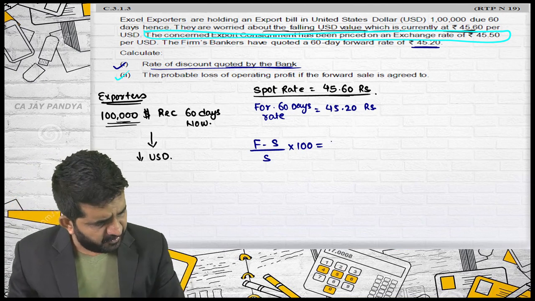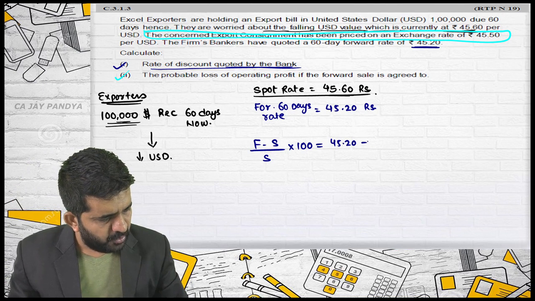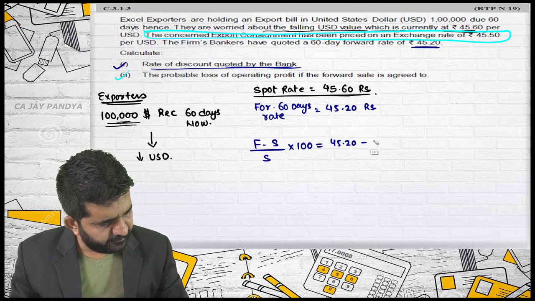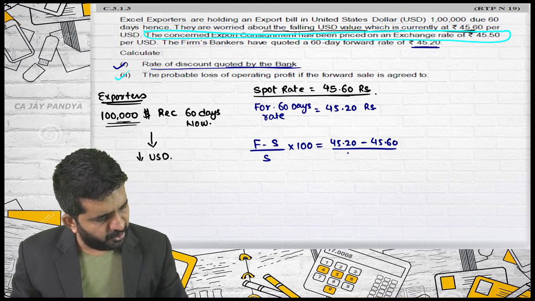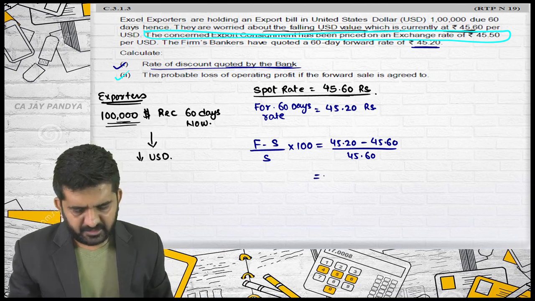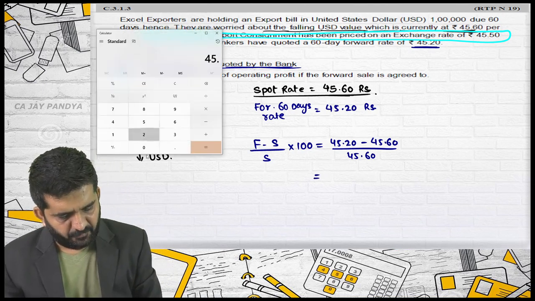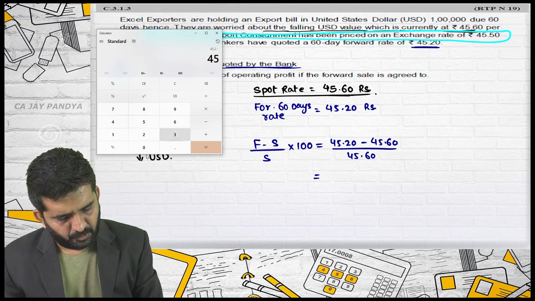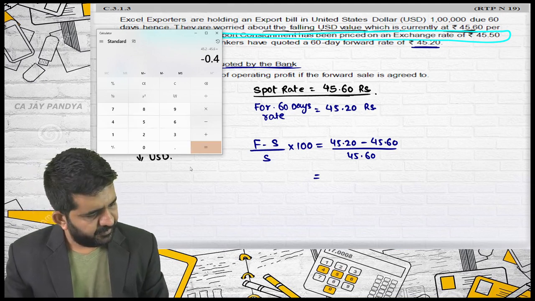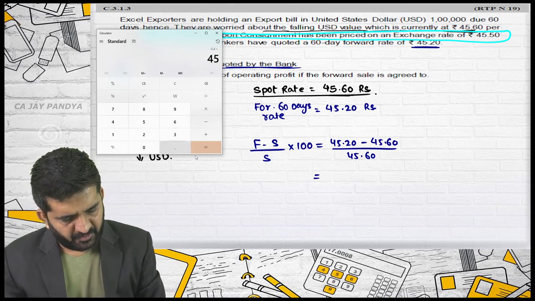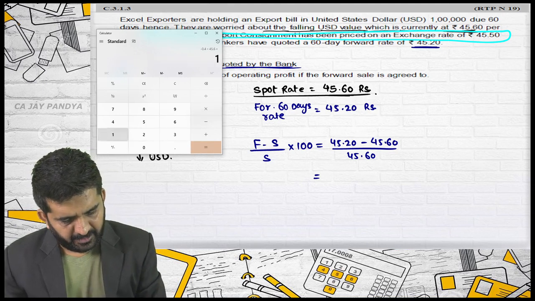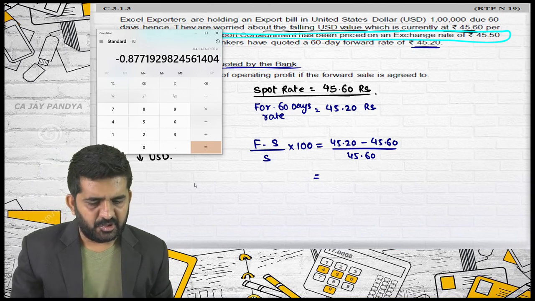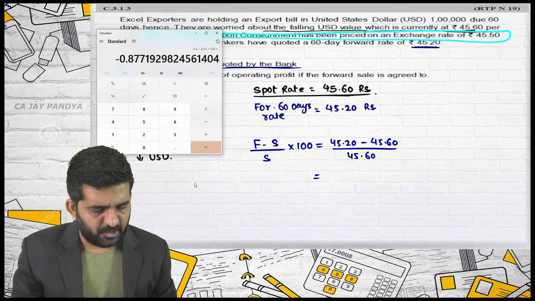What is the forward rate? 45.20 minus 45.60, divided by spot rate 45.60, multiplied by 100. This is 45.20 minus 45.60, divided by 45.60, multiplied by 100. It is 0.8772.